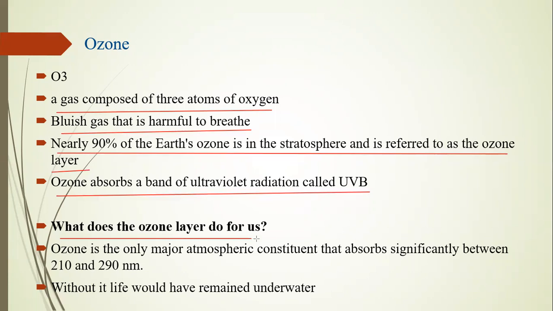What does the ozone layer do for us? What work is done by the ozone layer? The ozone layer is the only major atmospheric constituent that significantly absorbs between 210 and 290 nanometers. There are many nanometer frequencies available from the sun, but the ultraviolet rays we have to consider have a wavelength of 210 to 290 nanometers.